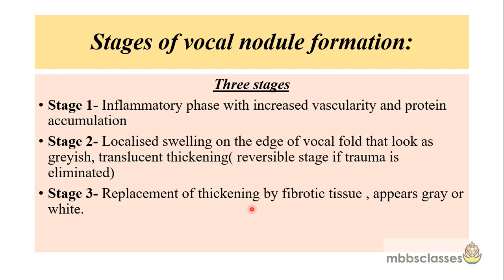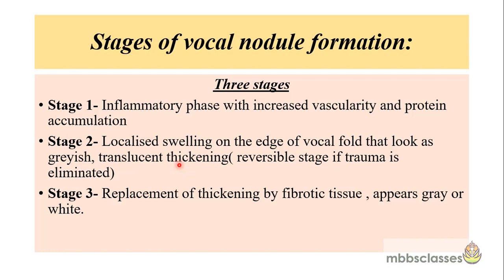Now let's see the stages of the vocal nodule formation. There are three stages of formation. The first stage, which occurs after a trauma during phonation, results in inflammation. Due to the inflammation, there is increased vascularity and accumulation of protein. Then in the second stage, these localized swellings which appear on the edge of the vocal cord become grayish and translucent. The look will be of a thickening.